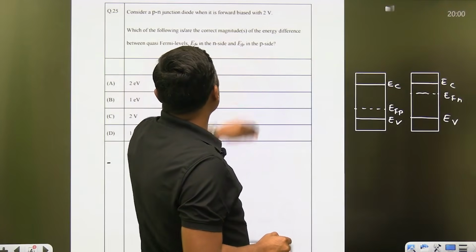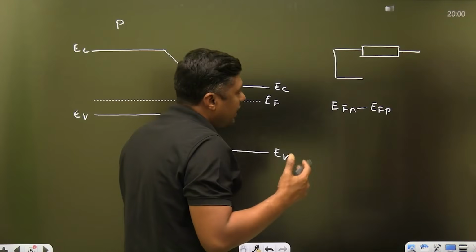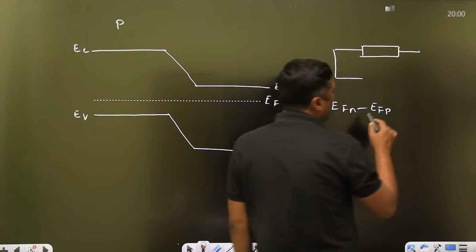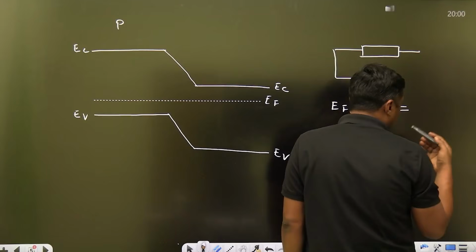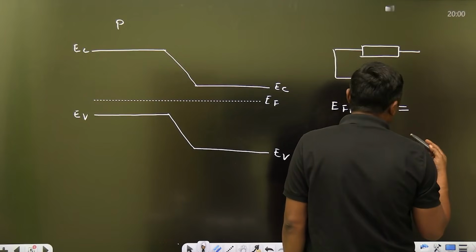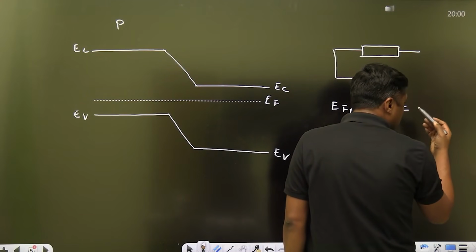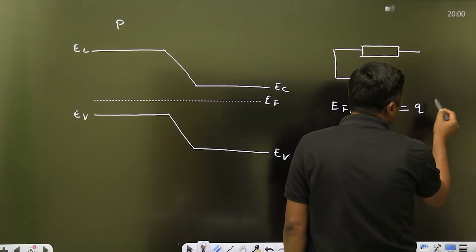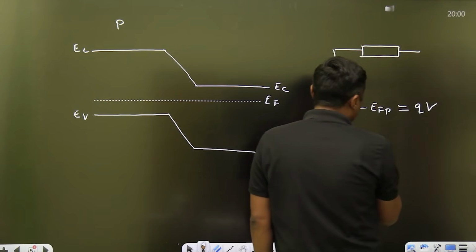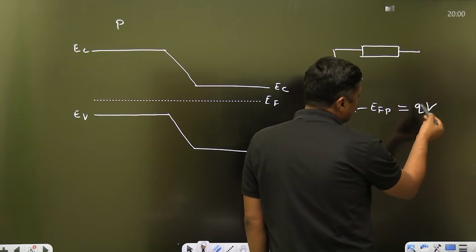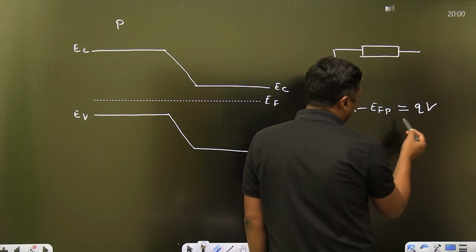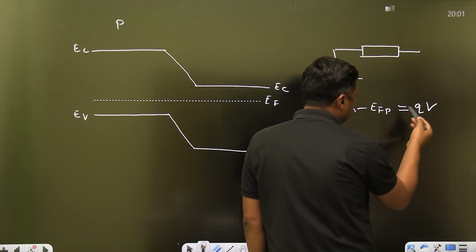EFN on the N side and EFP on the P side, the energy difference. In terms of what are we calculating energy? Electron volt. What is the applied voltage? The charge of the electron is Q, and the applied voltage is V. So in joules it is QV, but in electron volt it will be divided by Q, and that's why it is electron volt.